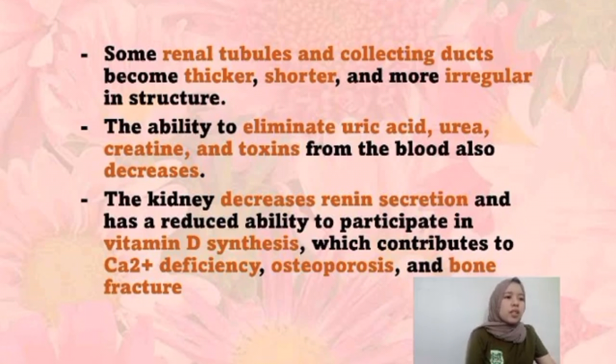The kidney's ability to concentrate urine gradually declines. Eventually, changes in the kidney increase the risk of dehydration because of the kidney's reduced ability to produce a concentrated urine. The ability to eliminate uric acid, urea, creatinine, and toxins from the blood also decreases.